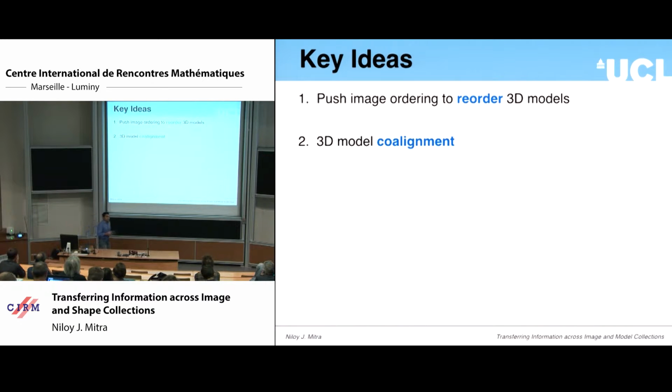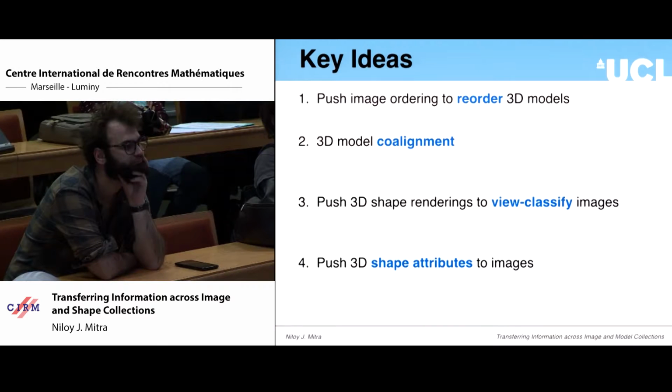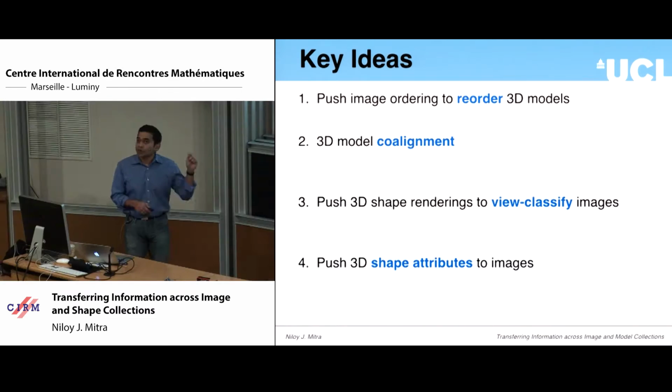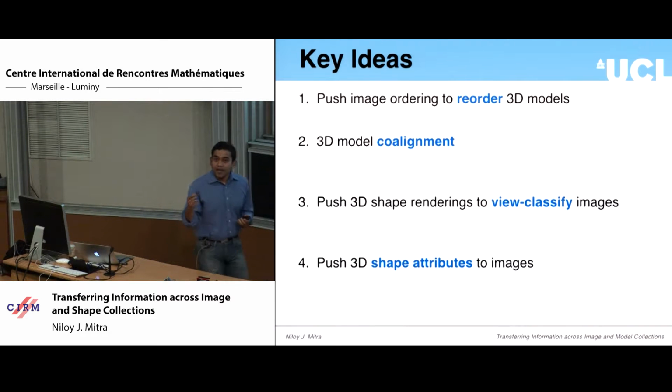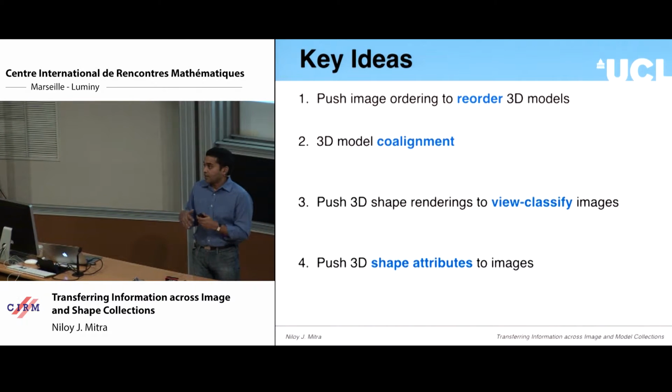By co-alignment, you mean if you are given, say, thousands of 3D models of planes, they are not mutually co-aligned. That means one might face this way, one might face this way, etc. And we have to bring them to a consistent alignment. The third one is we will push the information backward. And finally, we can do some shape attributes on the images. So it will allow us to support queries like, give me the plane that's rotated by 30 degrees, but also give me the plane that's wider or fatter, etc.